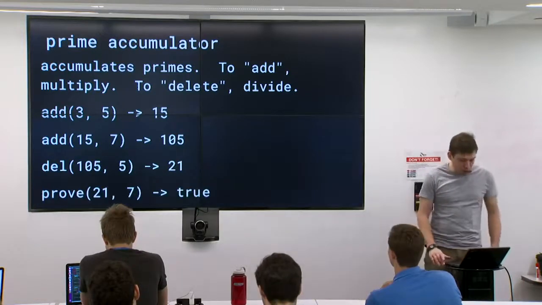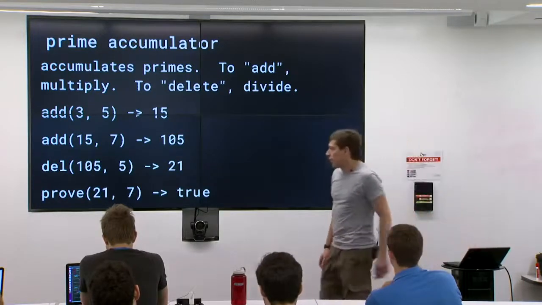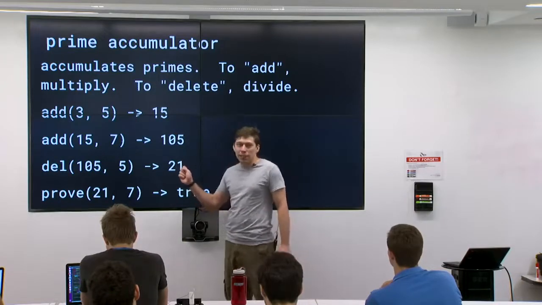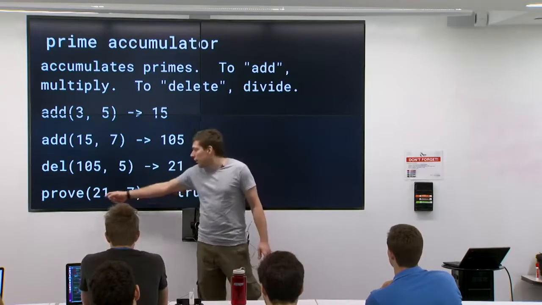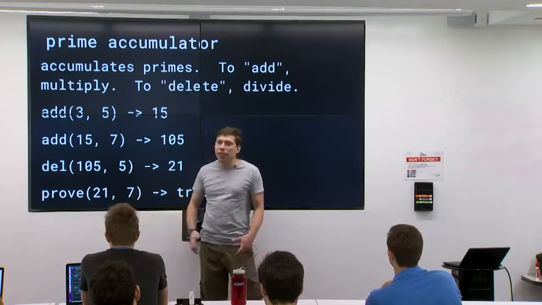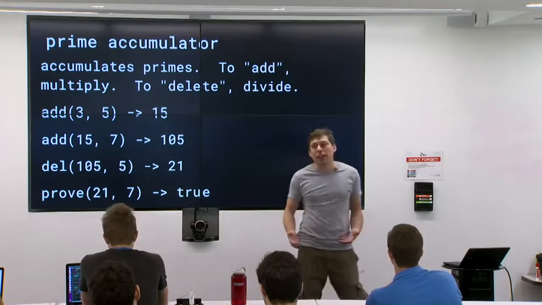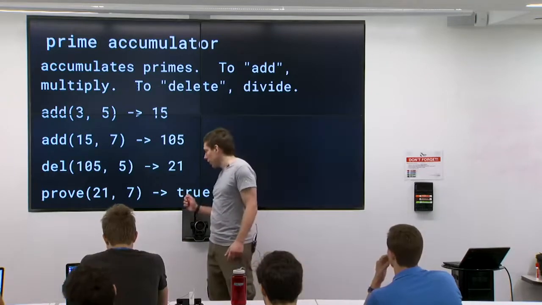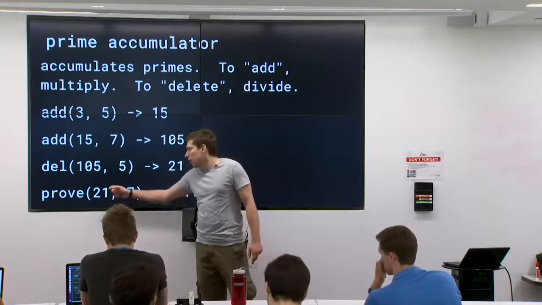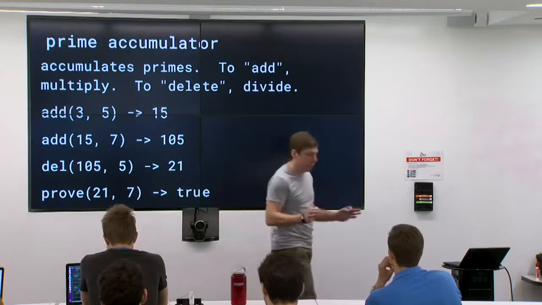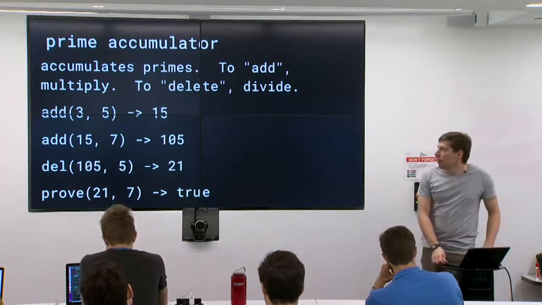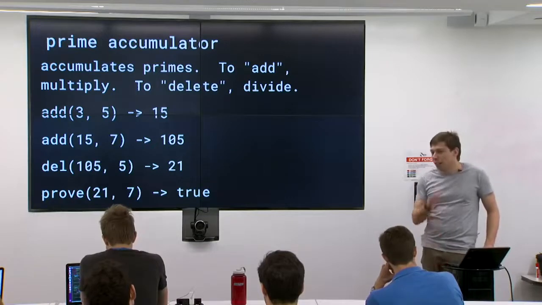And then I want to prove 7 is in there. So I can say, hey, 7 is in this accumulator. It was added but not deleted. And I can do that, right? I try to divide 21 by 7, and it worked. I want to make sure there's no remainder, I want to see that it divides evenly. So I get a true. If I divide 21 by 7, I get 3. 3 is a regular old natural number. It works. So this is kind of cool.